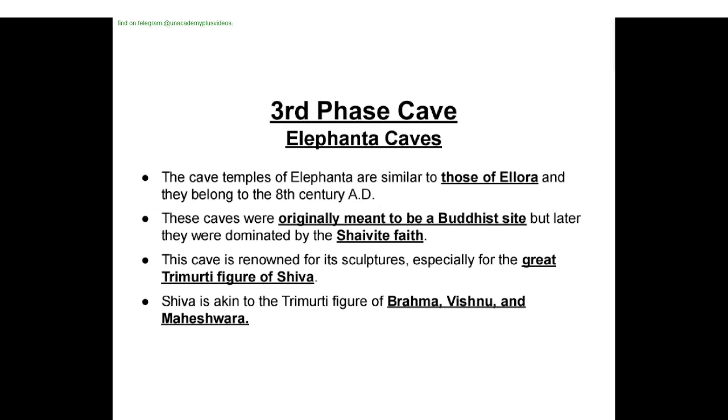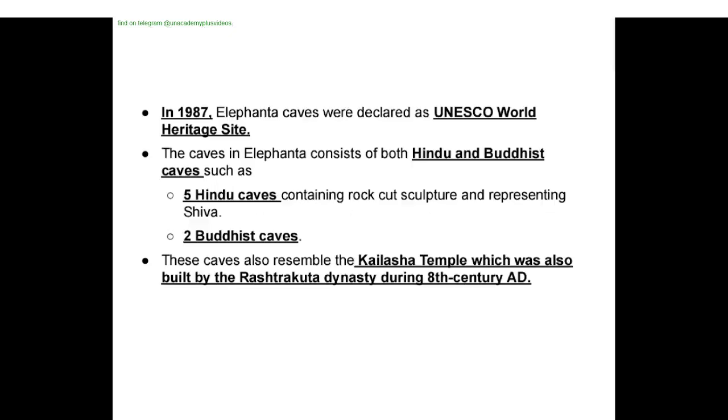Third phase caves, Elephanta caves. The cave temples of Elephanta are similar to those of Ellora and they belong to the 8th century AD. These caves were originally meant to be a Buddhist site, but later they were dominated by the Shaivite faith, that is of Shiva. This cave is renowned for its sculptures, especially for the great Trimurti figure of Shiva. Shiva is akin to the Trimurti figure of Brahma, Vishnu, and Maheshwara.